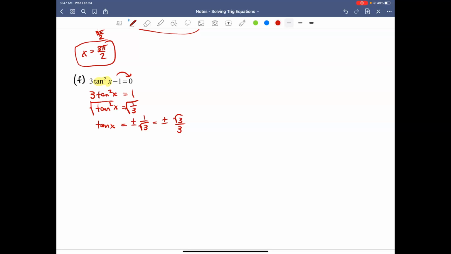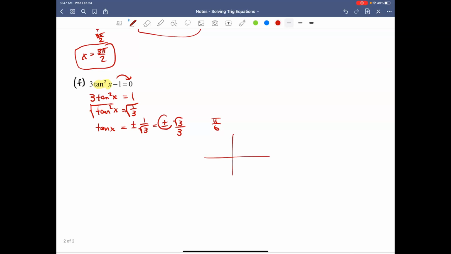And so notice that this is a value on our unit circle for tangent of x. And so the reference angle is going to be the angle of pi/6. And so that's the reference angle that we're going to use in our particular quadrants. And so notice that because we have the plus or minus here that came from us taking the square root, we will have an answer in all 4 of our quadrants. And so starting with quadrant 1, we've got pi/6, quadrant 2, reference angle pi/6, quadrant 3, and quadrant 4.